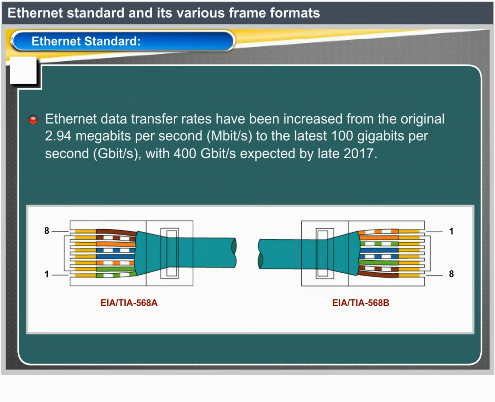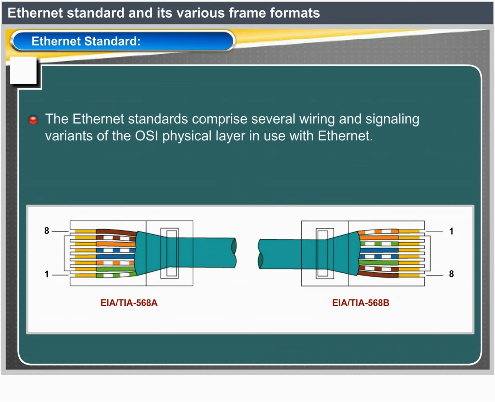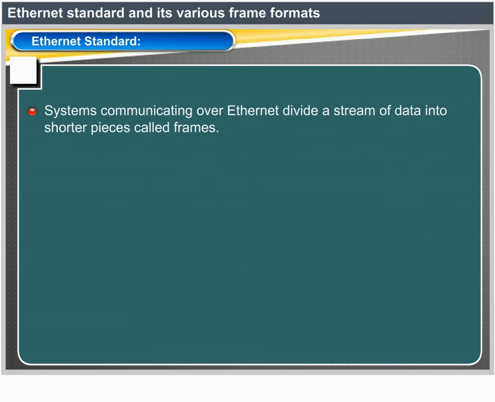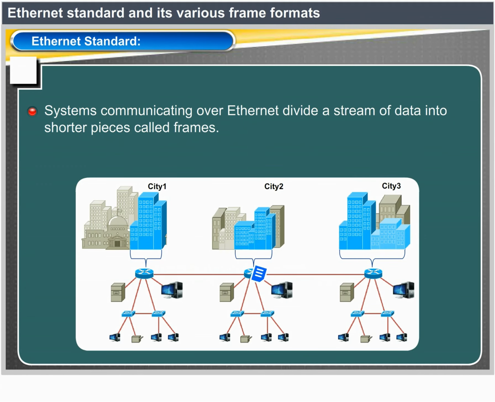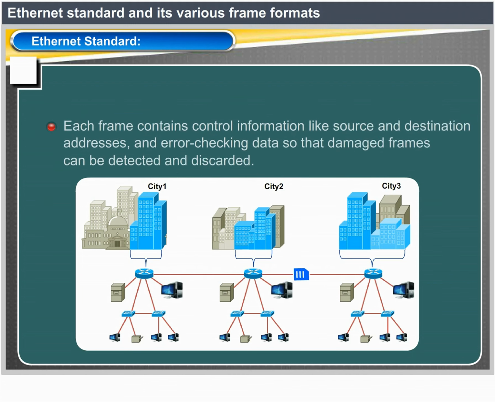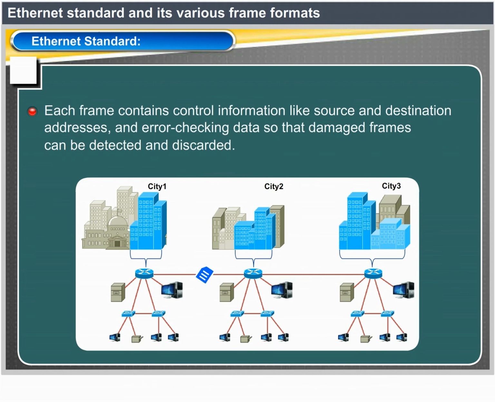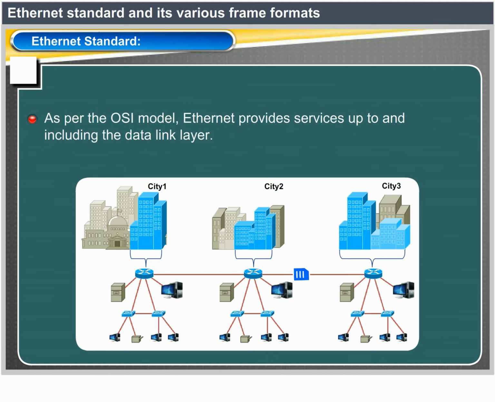The Ethernet standards comprise several wiring and signaling variants of the OSI physical layer in use with Ethernet. Systems communicating over Ethernet divide a stream of data into shorter pieces called frames. Each frame contains source and destination addresses and error checking data so that damaged frames can be detected and discarded. As per the OSI model, Ethernet provides services up to and including the data link layer.